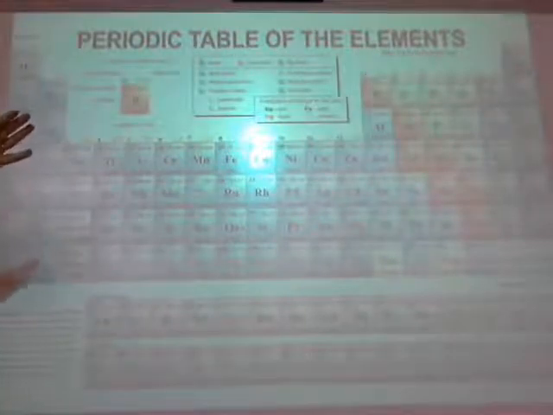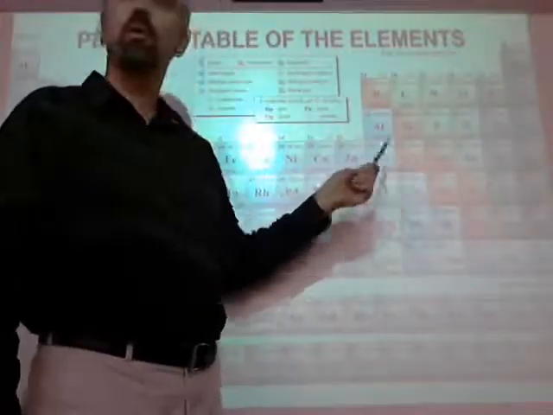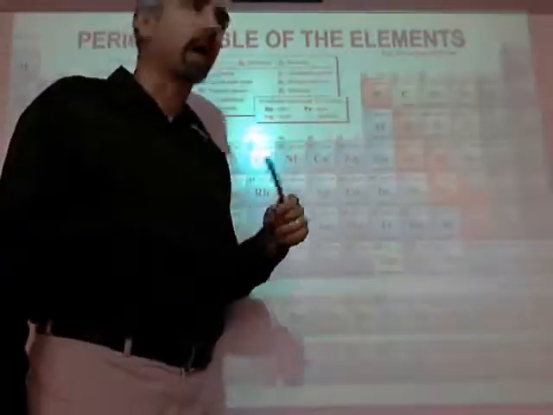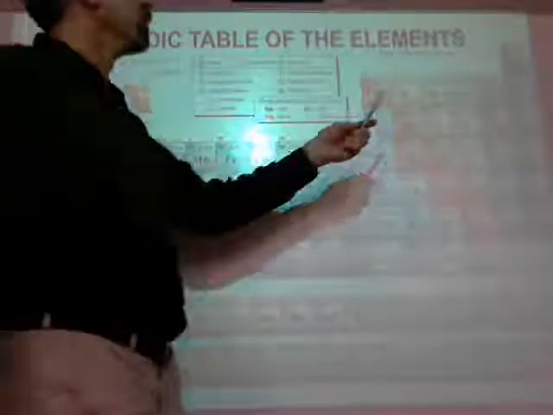I can tell you, without looking, the last thing I'm going to write for germanium is going to be 4p2. I can tell you without looking, the last thing I'm going to write for magnesium will be 3s2. For cesium, 6s1. For nitrogen, which we did a minute ago, 2p3.